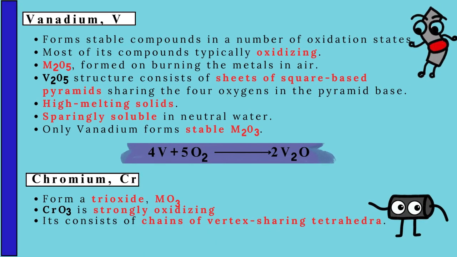Vanadium forms stable oxides in several oxidation states. One important oxide is vanadium oxide, which is formed when vanadium reacts with oxygen. These oxides are generally high melting solids and only slightly soluble in water. Chromium forms chromium oxide, a strongly oxidizing oxide. Its structure consists of chains of tetrahedra, and it is commonly used in oxidation reactions in laboratories and industry.